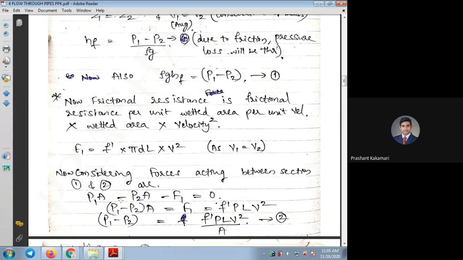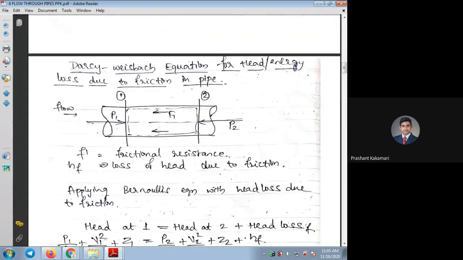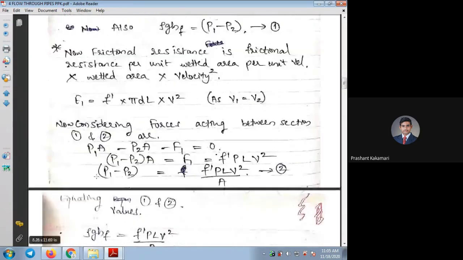On the right hand side I can write P2 into A plus F1. Why F1? Because at section 2 there is a friction resistance which is acting between 1 and 2. If you take all the terms to the left hand side, I can write the force at section 1 minus force at section 2 minus friction force equal to 0. Taking the common terms, P1 minus P2 into A equal to F1.